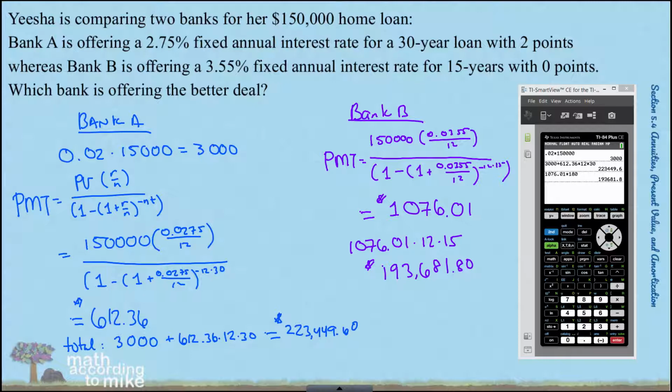So if she's able to afford the 1076 per month for 15 years, that'd be great, because then she can save 30 grand. If she's not able to afford the 1076, then maybe she should consider paying the points, especially if these were her only two options. The alternative is she could see if the 15 years is allowed for the 30 years, and then just refinance down the road, and hopefully that can save her some money too.